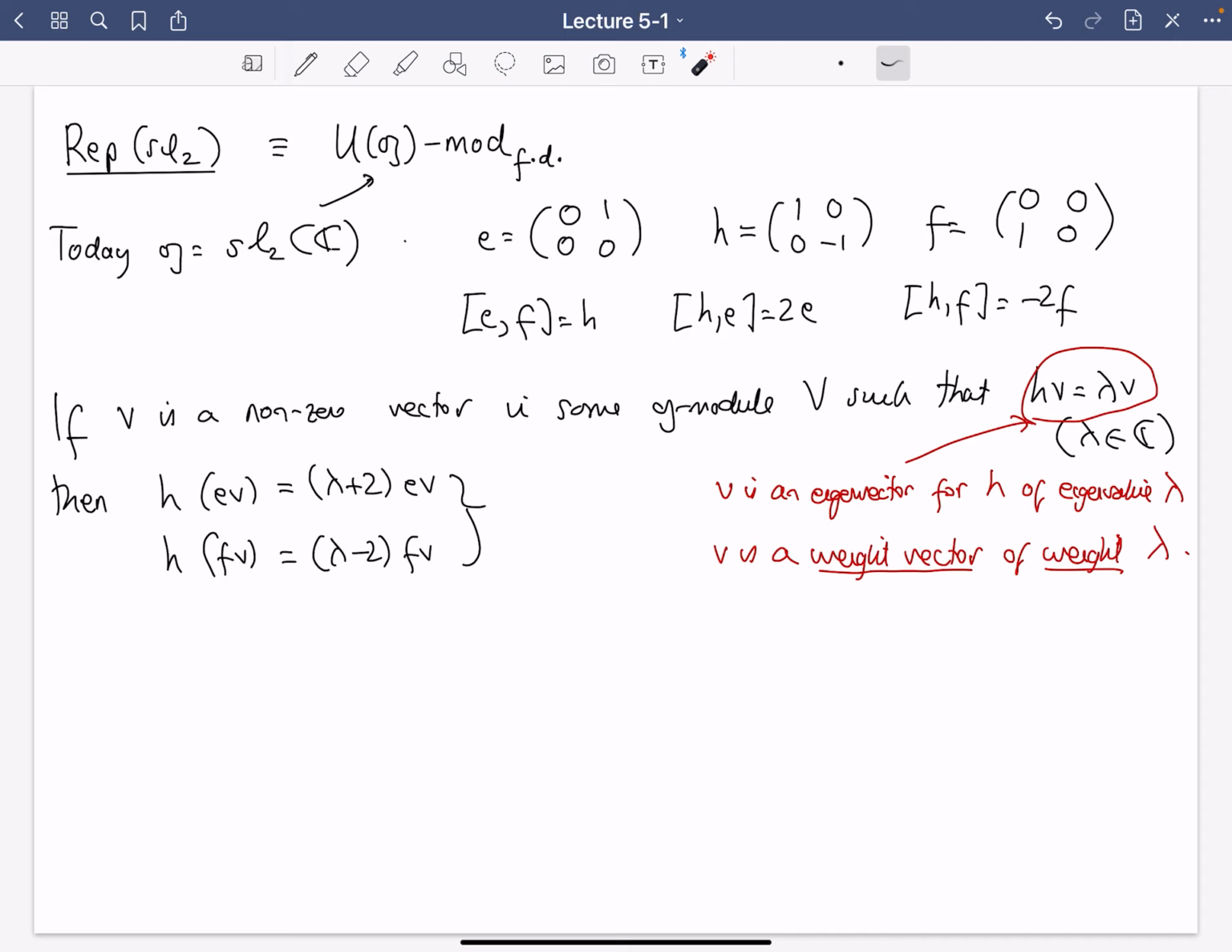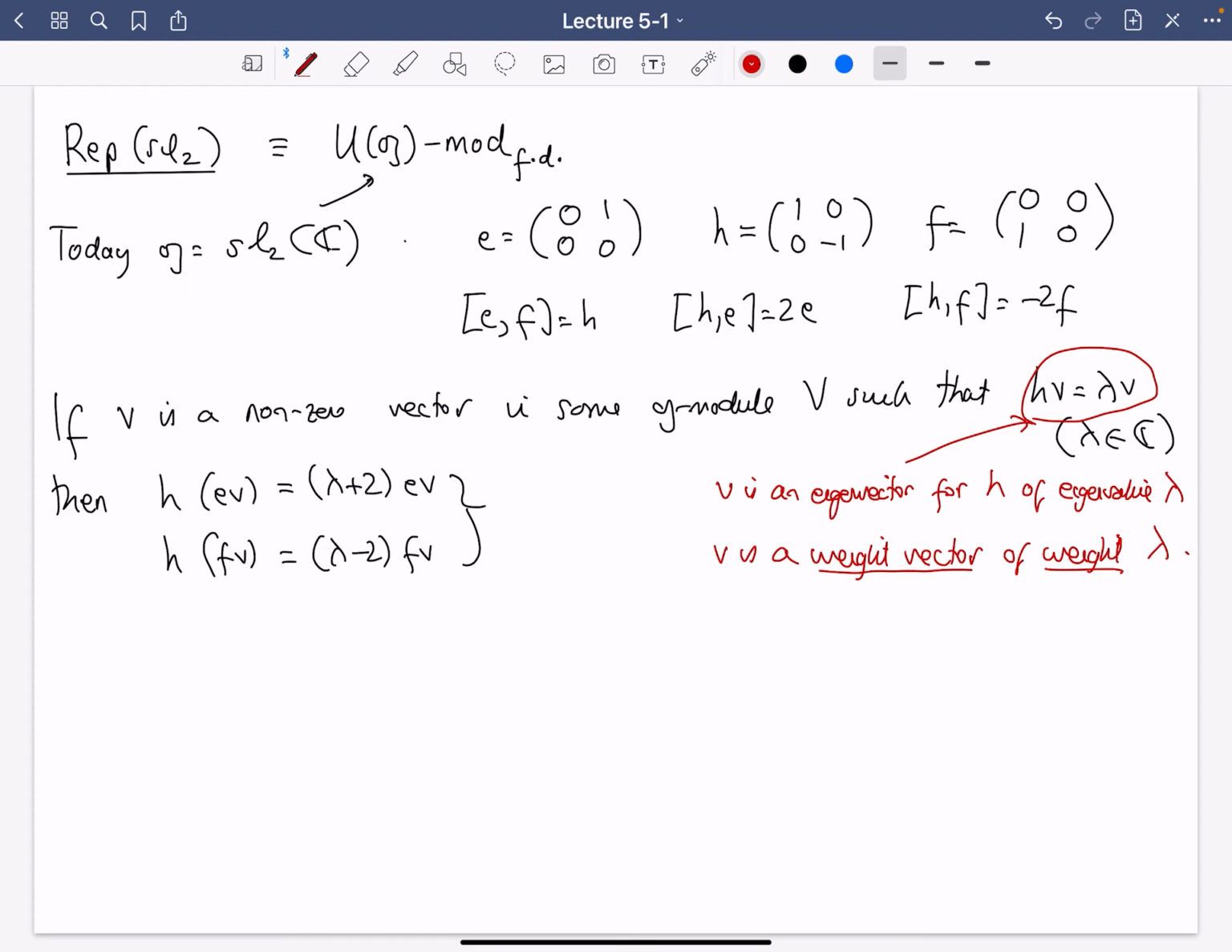So what I'm saying is that if you start with a weight vector of weight lambda and you apply E to it, you get a new weight vector of weight lambda plus 2. And if you apply F, you get a new weight vector of weight lambda minus 2. So E and F add 2 or subtract 2 from weights. And of course, that's just a straightforward consequence of these two commutator relations, the 2E and the negative 2F. But it's so super important.